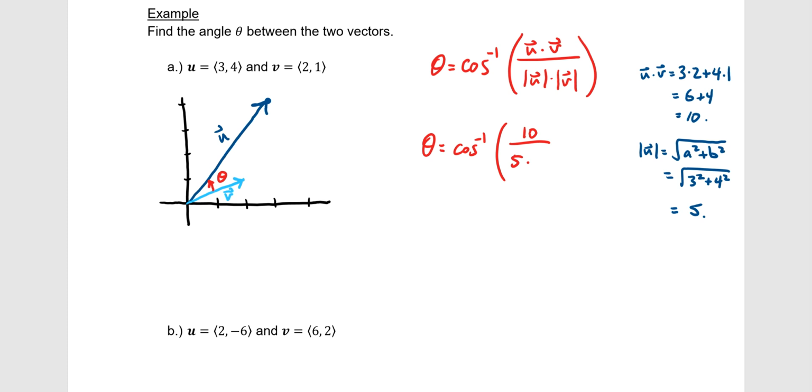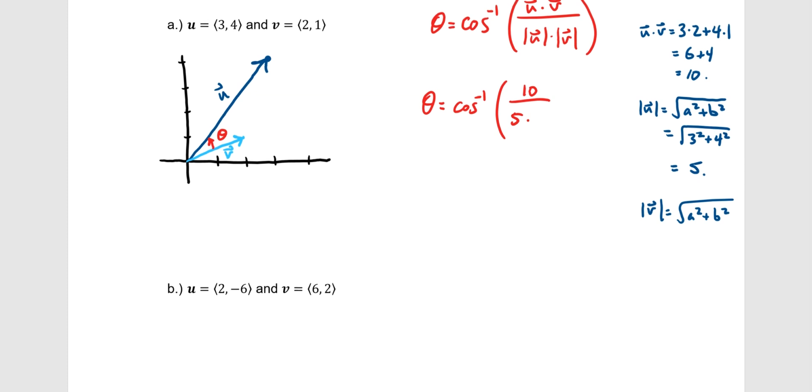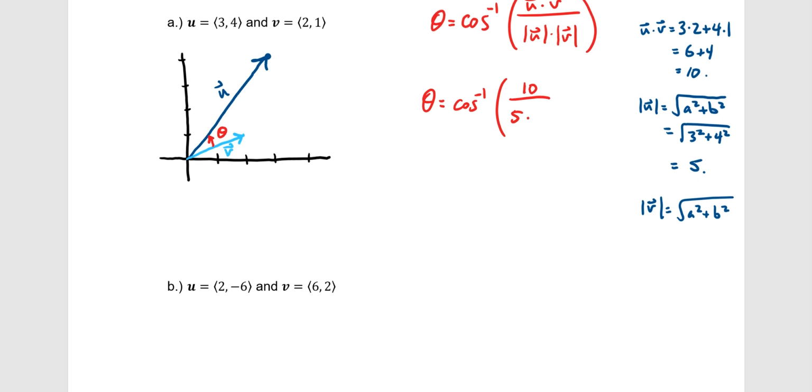And now let's do the same thing for the magnitude of v. So same formula. It's going to be the square root of a squared plus b squared, which is going to give us the square root of 2 squared plus 1 squared, which is the square root of 5. So we can leave it just like that. So that's going to be the other part in the denominator here.